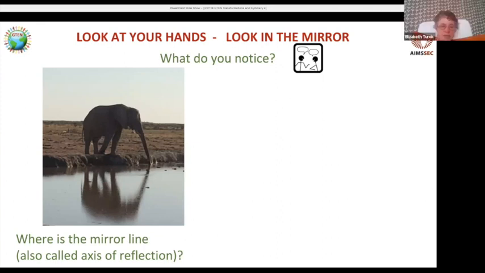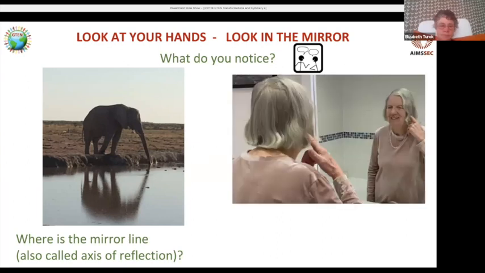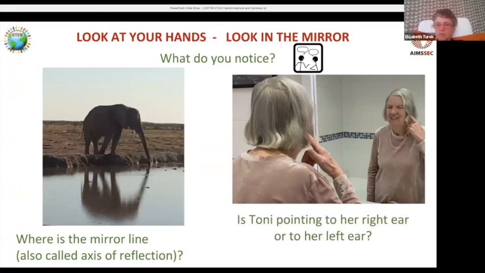So the mirror line would be between the elephant and the water. And then if you look at this picture of this lady who looks very familiar, oh yes, it's Tony. Is Tony pointing to her right ear or to her left ear? Well, first of all, let's look at the picture of Tony where we can't see her face. In this one, is she pointing to her right ear or to her left ear? I think we would all agree she's pointing to her right ear.